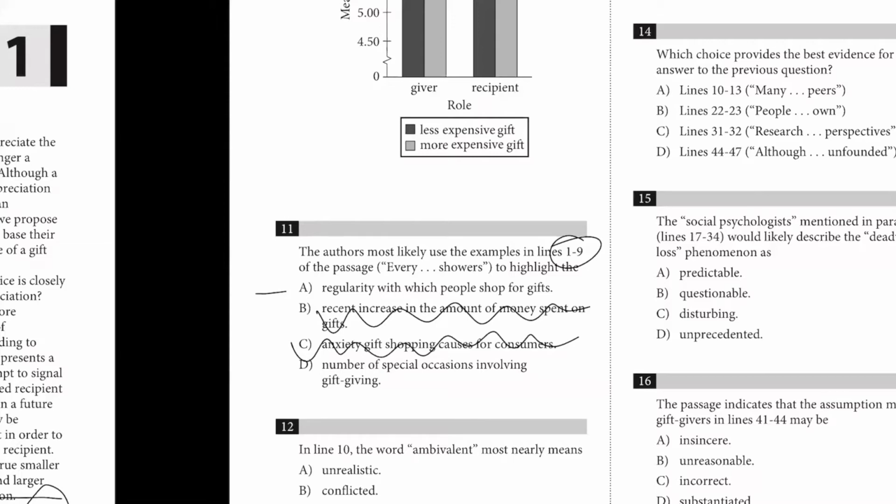D, number of special occasions involving gift giving. So this one was a little tricky. See, A and D seem very well, but you guys obviously are all very smart and very gifted. You guys knew A was our answer. The reason why D is incorrect is because D specializes on the end, right? The last two lines of the 1 through 9. So for questions that ask you about something as a whole, make sure the answer choice cannot be too specific on one aspect of the quote. It has to engulf everything in order to be right. In order to address the question correctly, you must engulf everything from lines 1 through 9.